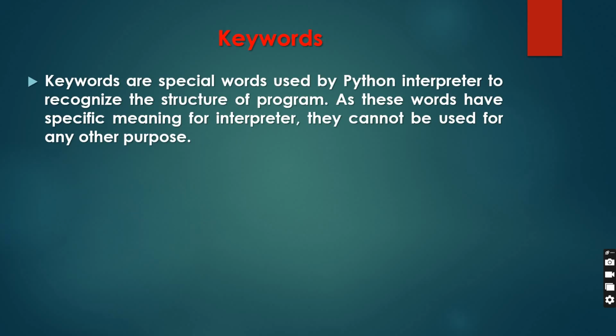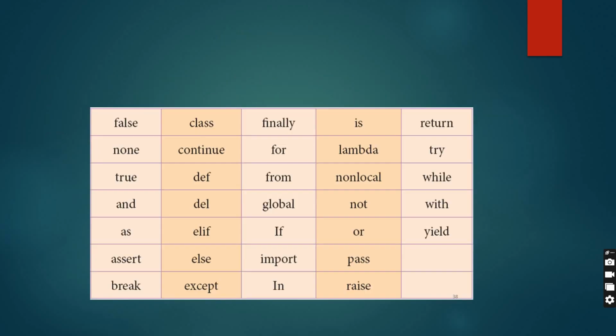Okay. So keywords are the special words used by the Python interpreter to recognize the structure of the program. As these words have a specific meaning for the interpreter, they cannot be used for any other purpose. And what are the different types of keywords we have? These are the keywords. There are 33 keywords in Python.